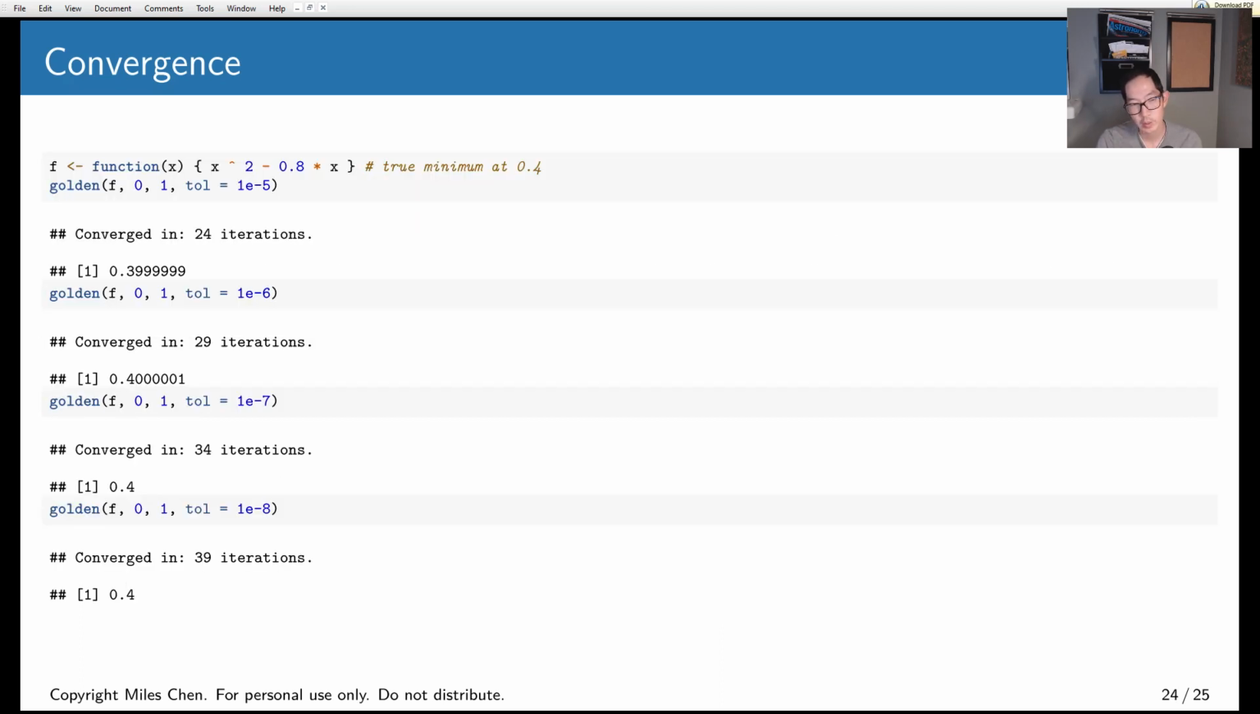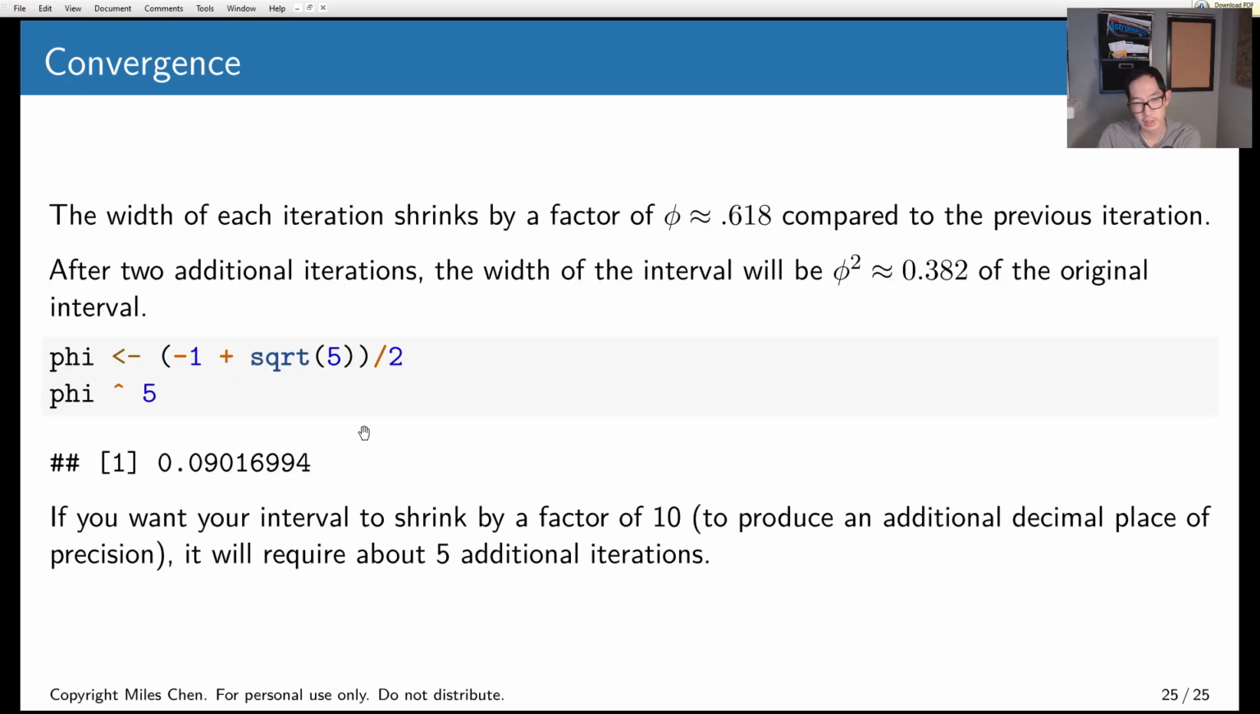And one thing you might have noticed is that increasing 1 decimal place of precision, going from 10 to the minus 5 to 10 to the minus 6, I needed an additional 5 iterations. Going from 10 to the minus 6 to 10 to the minus 7, I needed another 5 iterations. And that's because phi to the 5th power is a little less than 0.1. So if you want your interval to shrink by a factor of 10, it's going to require approximately 5 additional iterations. So that's what we have there.